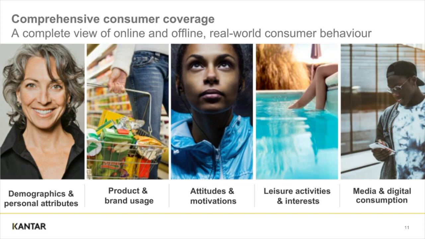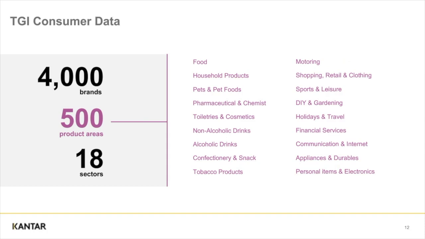For example, in the attitudes and motivations, we have over 400 statements to better understand the consumer's thinking on political and ethical issues, the way they think about technology, finance, food and diet, all the aspects of consumer life. So this data really allows our clients to have a deep understanding of what makes the consumer tick. As I said before, we cover over 500 product areas that you can see on the screen, with more than 4,000 different brands.